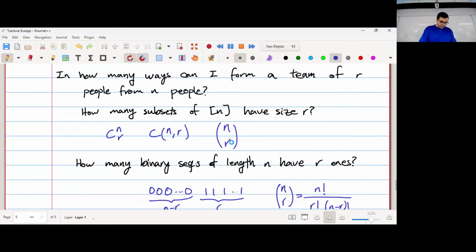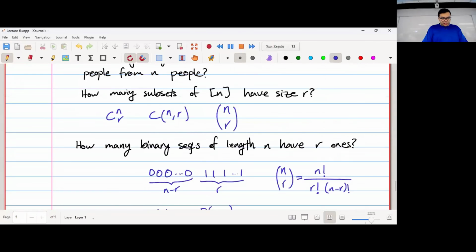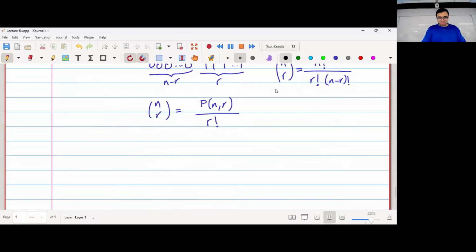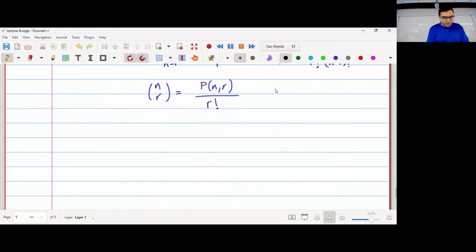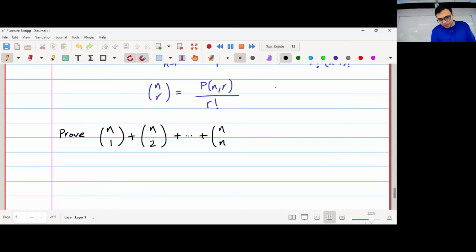Now, let's continue with this, and let's try to prove some properties of these numbers. So here's the first thing I want you to do. Prove that n choose 1 plus n choose 2, and so on to n choose n, is equal to 2 to the power of n. Okay.